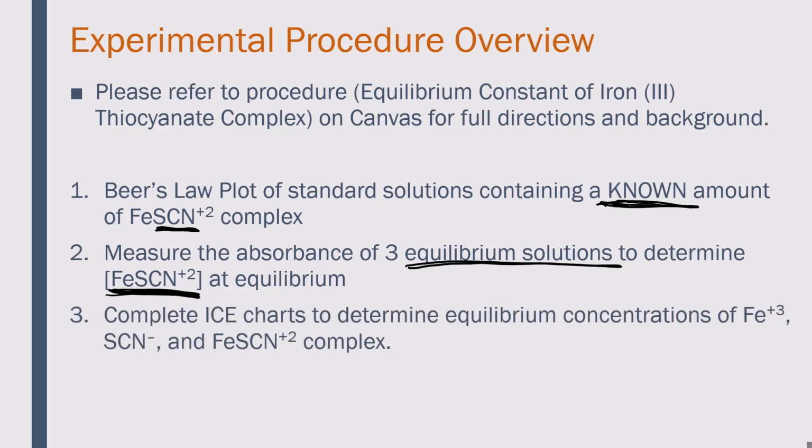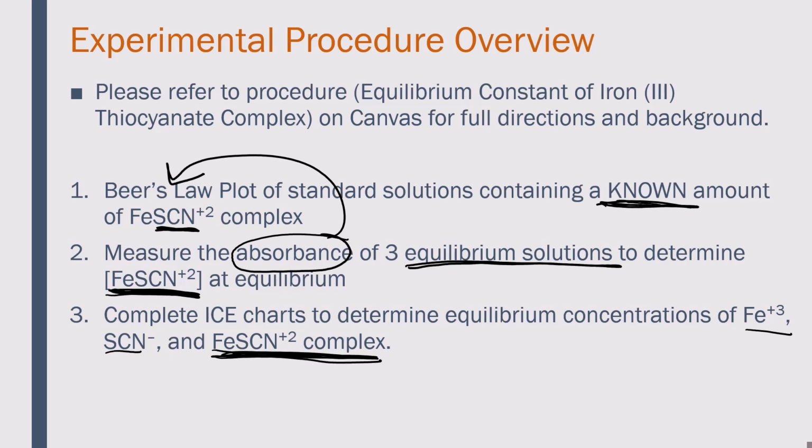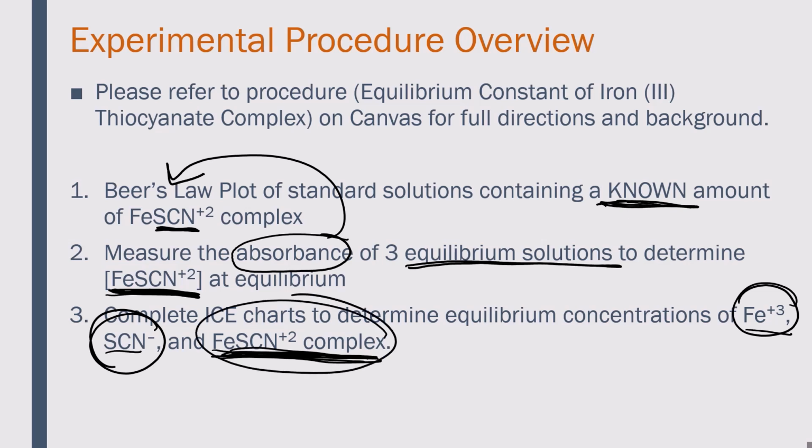After you do that, you complete the ICE charts in order to determine the equilibrium concentrations of iron, thiocyanate, and the complex. The iron thiocyanate complex concentration you are getting by taking your absorbance and plugging it in to your line of best fit from the Beer's law plot so that you can get the concentration. From there, you can back calculate how much iron and thiocyanate ions would still be present in solution at equilibrium, since they were not entirely used up to make the complex.